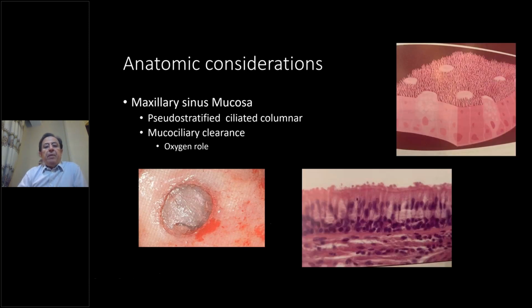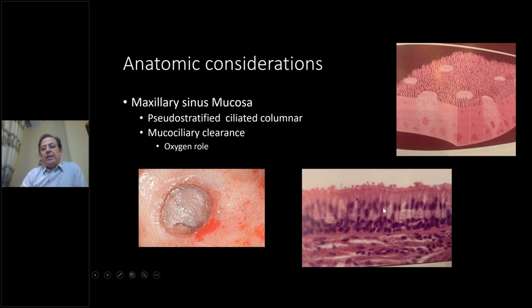How about the membrane of the sinus? The maxillary sinus mucosa, or Schneiderian membrane, is bluish red. After removing the bone, we can see this view of the membrane as a normal membrane. It's a pseudostratified ciliated columnar epithelium. It has some glandular and goblet cells in it.